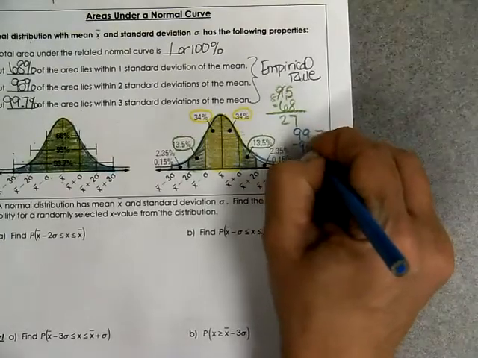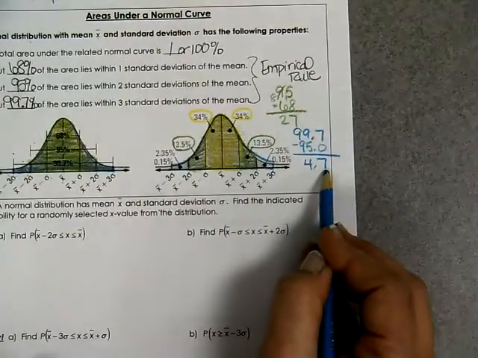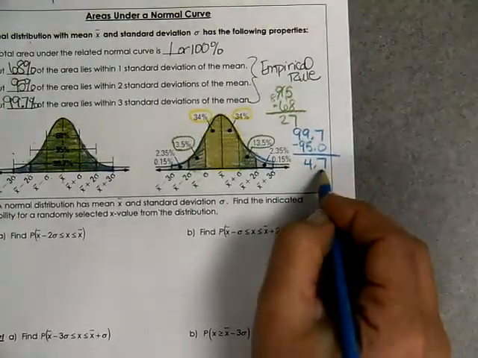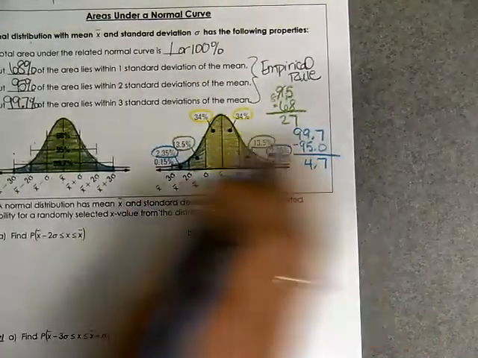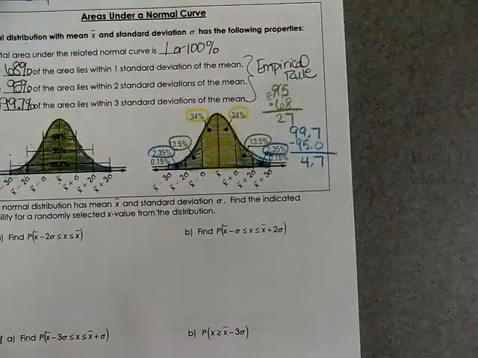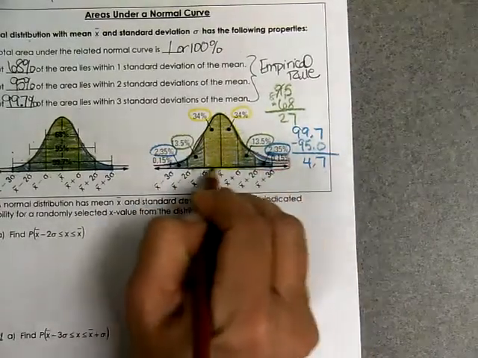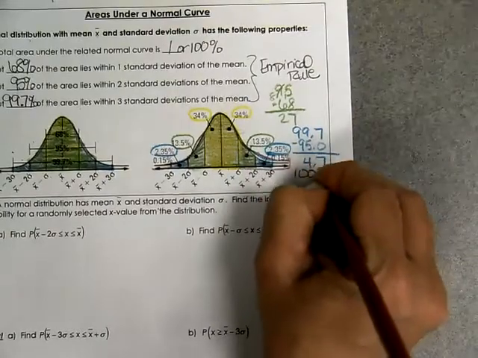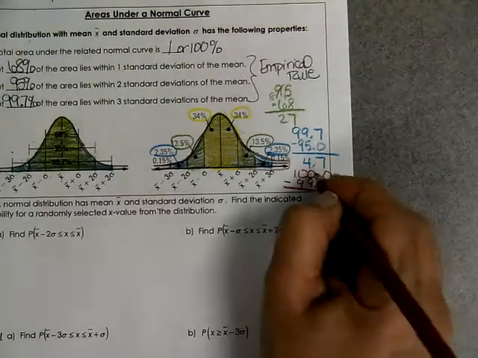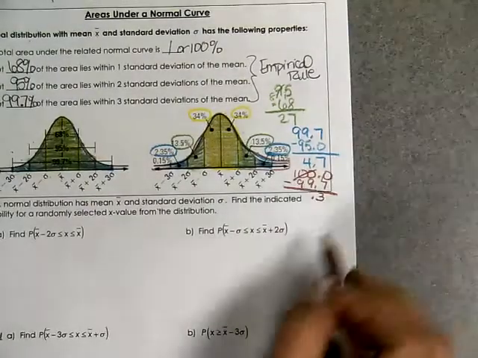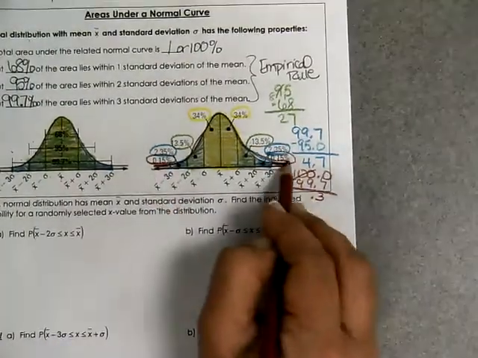So if I take the 95 off and I line up the decimal, that leaves me with 4.7%. What happens if you divide 4.7 in half? That's where the 2.35 comes in. Now, if we're looking at the whole curve, we said that this whole curve is what percent? 100%. And so we've already shaded 99.7% of it, which means I'm only left with 0.3%. And then what happens when we divide the 0.3% in half?